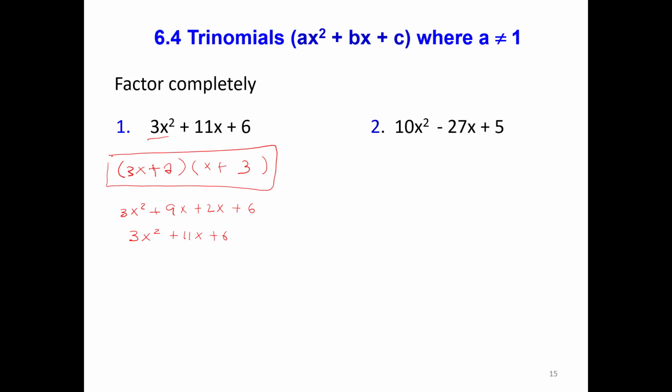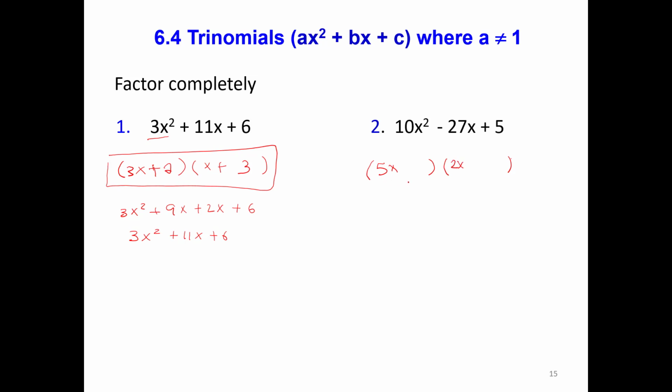Then let's try the second one using the same method, the trial and error method. We have 10x squared minus 27x plus 5. One way we can get the first term by FOIL is, we need 10x squared, and one way can be 5x times 2x.